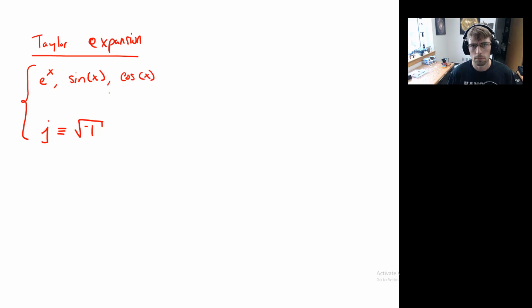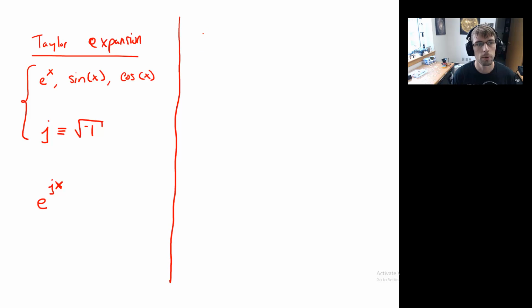So here it is. Ready? What happens when I consider e to the j times x? I'll just put x in here. Go ahead for a moment and perform a Taylor expansion on this function. You got it? Good. Well, let's go ahead and use the right side of the screen here. And what do we have?